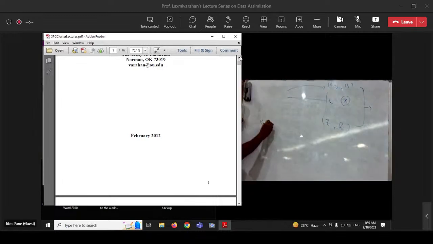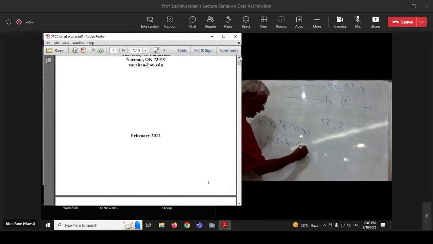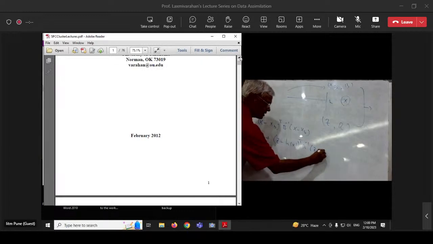So (X minus XB) transpose B inverse (X minus XB). What does it mean? I have the estimate X. It differs from my background. This is the error. This is the square of the error. It is the weighted sum of squared errors. Plus, I have (Z minus H of X) transpose R inverse (Z minus H of X).